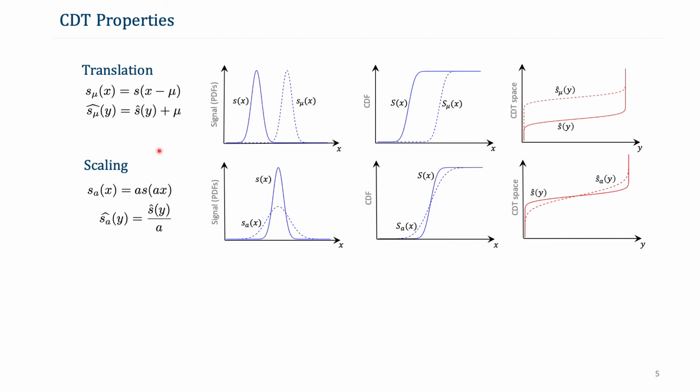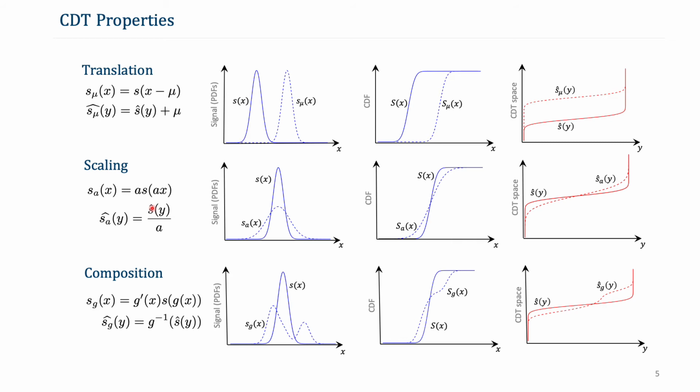Likewise, we can derive what we call the scaling property of the CDT. Let's imagine that SA here stands for some kind of scaling of our original signal S, right? So if we have our original signal in the solid blue curve, the scaled version of the signal is here in the dotted curve. Again, we perform the CDF computation and we invert it, and here you go. The operation is once again the inverse of A of x, so the inverse is 1 over A applied to our original CDT. And here is our original composition property, right?